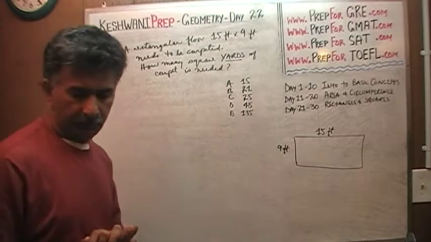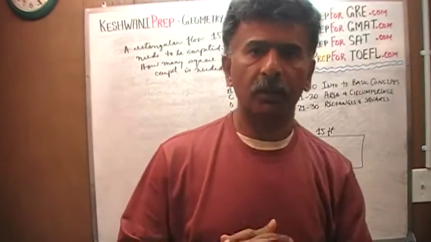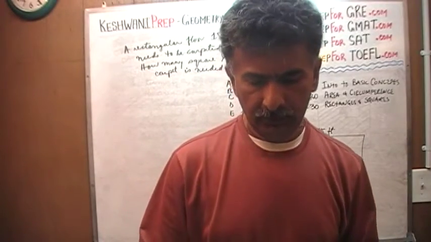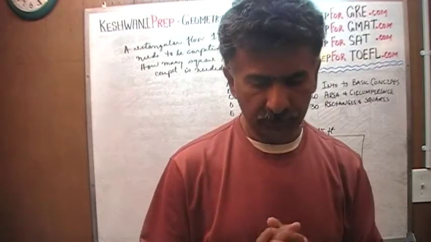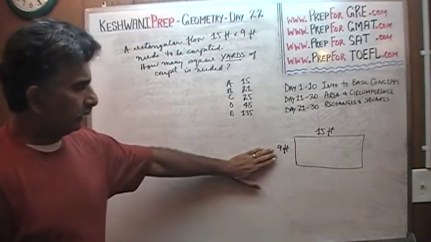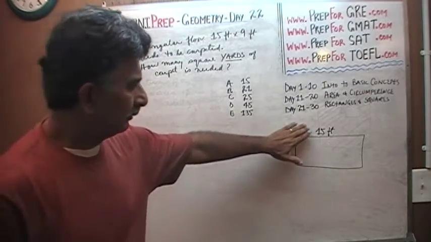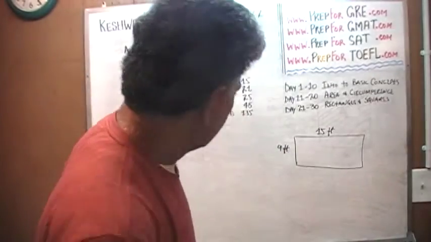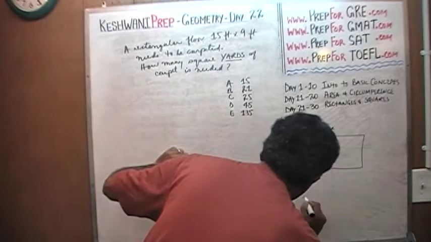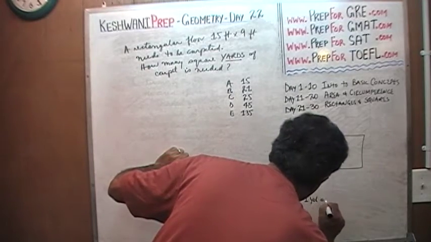Keshwani. We are here because we want to improve our geometry skills. Today is our day number 22. The problem for today is already on the blackboard. We are given a rectangle 9 feet by 15 feet, and we all know that 1 yard equals 3 feet.